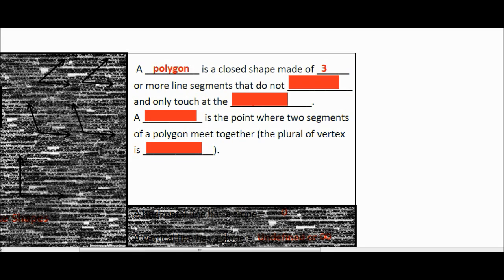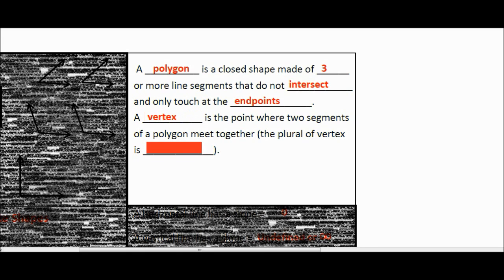A polygon is a closed shape made of 3 or more line segments that do not intersect, they don't cross each other, and they only touch each other. The line segments only touch each other at the endpoints, or the ends of each segment.